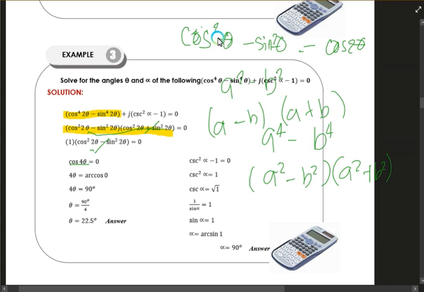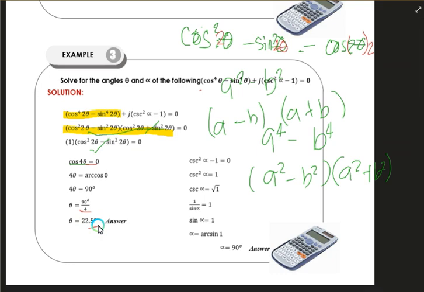So we have to substitute here. We multiply our given by 2, so we will have 2 theta times 2 here. That is the reason why our answer is cosine 4 theta is equal to 0. Then for 4 theta, in order to find the value of our angle theta, it will be the inverse cosine of 0, which is 90 degrees. With mathematical manipulation, theta is equal to 90 divided by 4, which is 22.5 degrees.